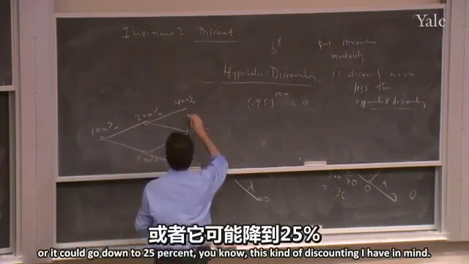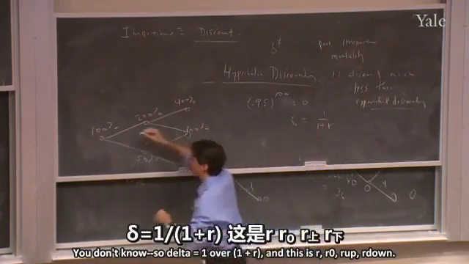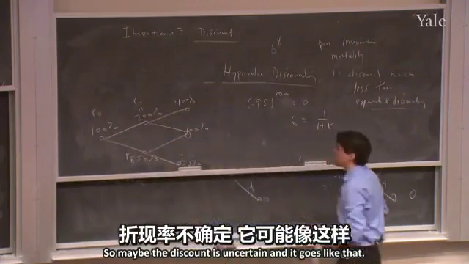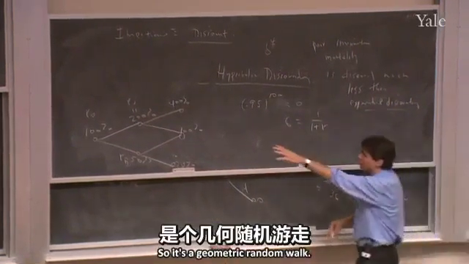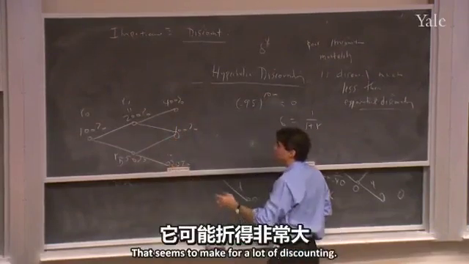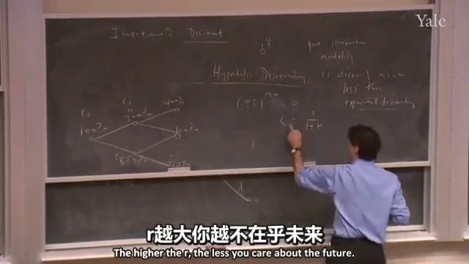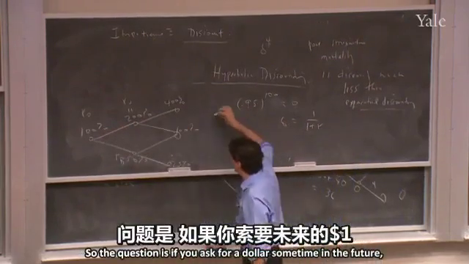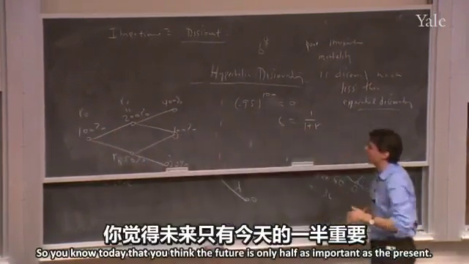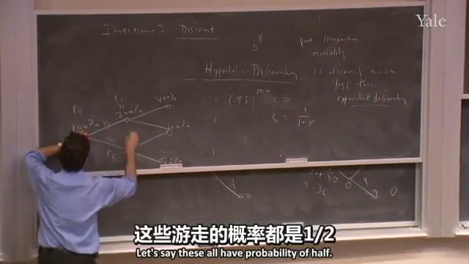This is the kind of discounting I have in mind. You don't know, so delta equals 1 over 1 plus r, and this is r. R0, r up, r down. So maybe the discount is uncertain, and it goes like that. It's a geometric random walk. I keep multiplying or dividing by 2. That seems to make for a lot of discounting. These numbers are going up very fast. It seems like the higher the r, the less you care about the future. So the question is, if you ask for $1 sometime in the future, what will people be willing to pay for it? You know today that you think the future is only half as important as the present. Let's say these all have probability of half.